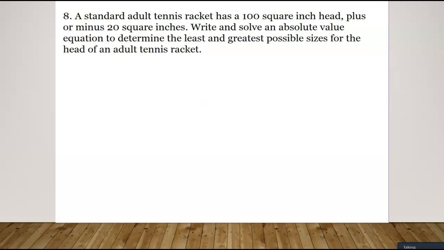Your favorite, it's word problems. So we have a tennis racket that has a 100 square inch head, and it can be varied by plus or minus 20 square inches. So what that means is the range could actually be between 80 and 120, right? So if it can change 100 by plus 20 or minus 20, then I know that the range is 80 to 120. Write and solve an absolute value equation to determine the least and greatest possible sizes for the head of an adult tennis racket. So this is kind of like our answer. I need to know how to get that answer.